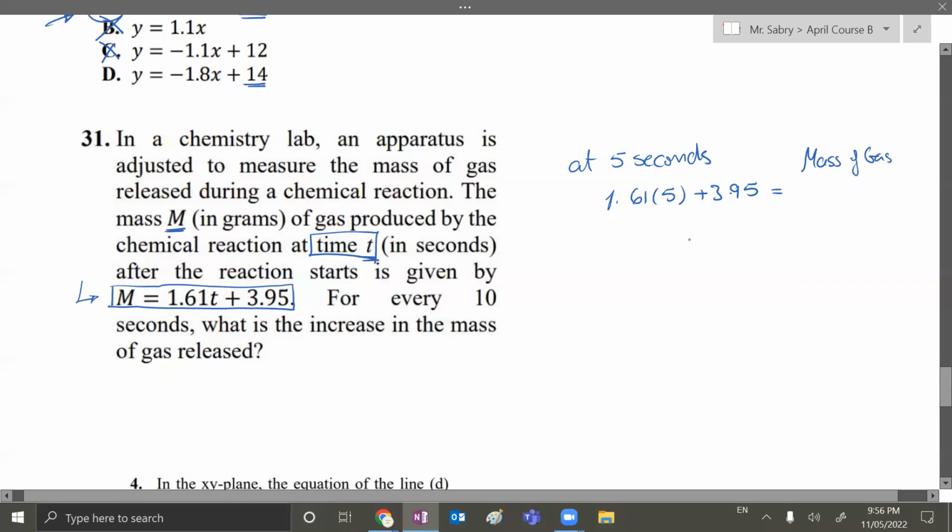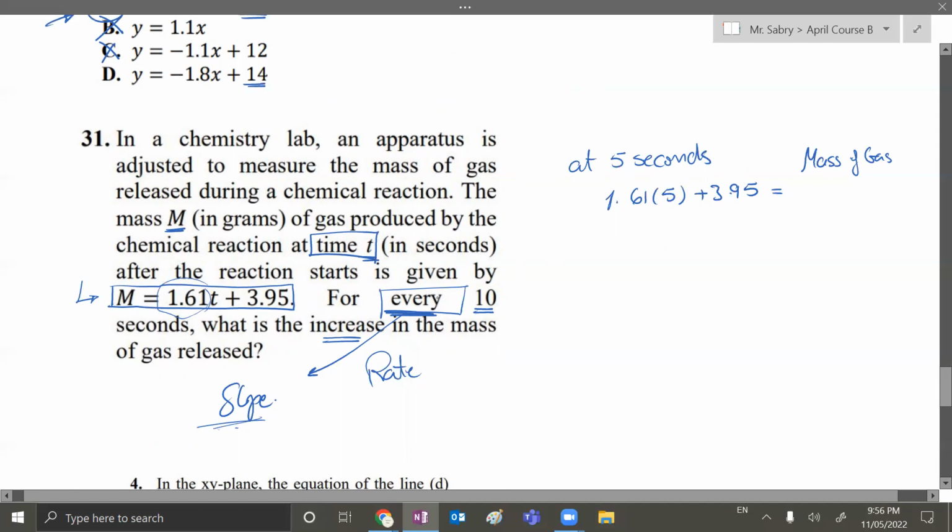But it's not asking what the mass is at 10 seconds. It's asking for every 10 seconds, what is the increase in mass of gas released. So it's asking about the rate. Doesn't the word every represent a keyword for the slope for us? It does. So we think of the slope, but the slope is the increase not for every 10, it's the increase for every 1.